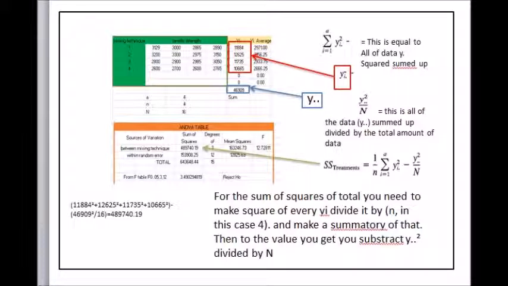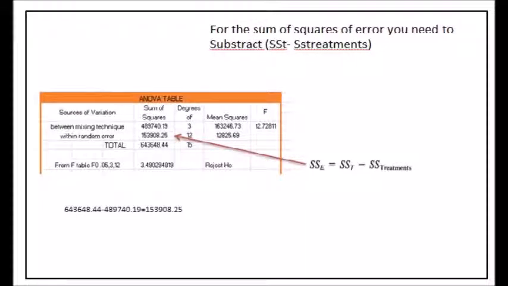Now here we did the sum of squares of the treatments, and it's really easy. You just have to take the summation of the yi. squared, and then subtract, like last time, the grand total squared over N, which is the total number of data. For the sum of squares of error, you simply subtract the sum of squares of the treatments from the sum of squares of the total.